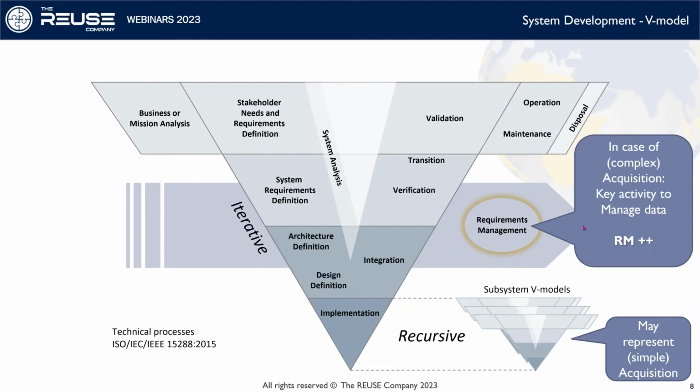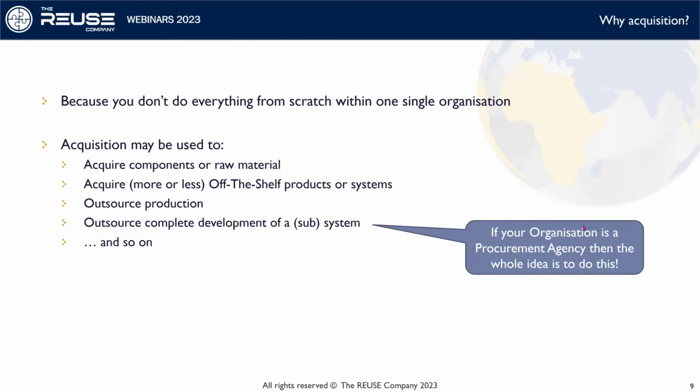Okay, so why do we actually do this? Well, as I mentioned, it's a part of what is described in many standards. And the reason again is because you don't do everything from scratch within one single organization. So that means that you may use acquisition to, as I mentioned, acquire components or raw material. You could have a bit more complex things. You could buy more or less off-the-shelf products or systems or subsystems.